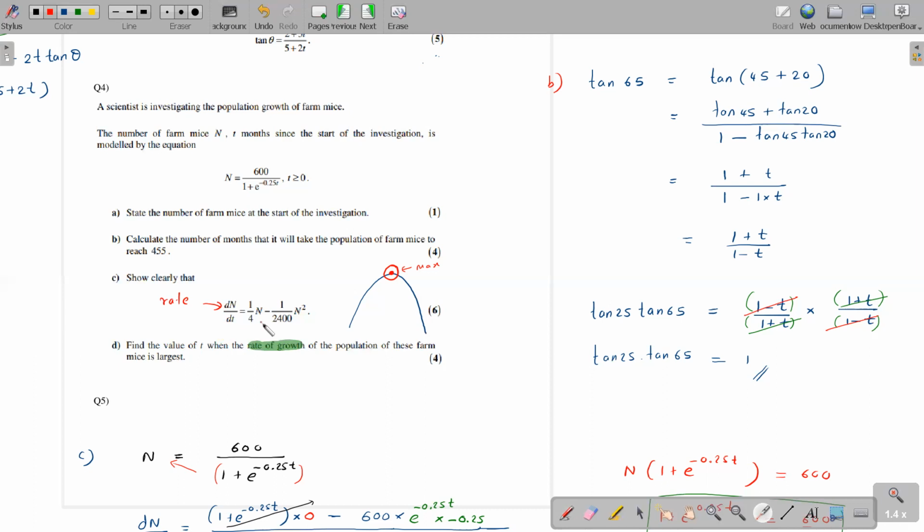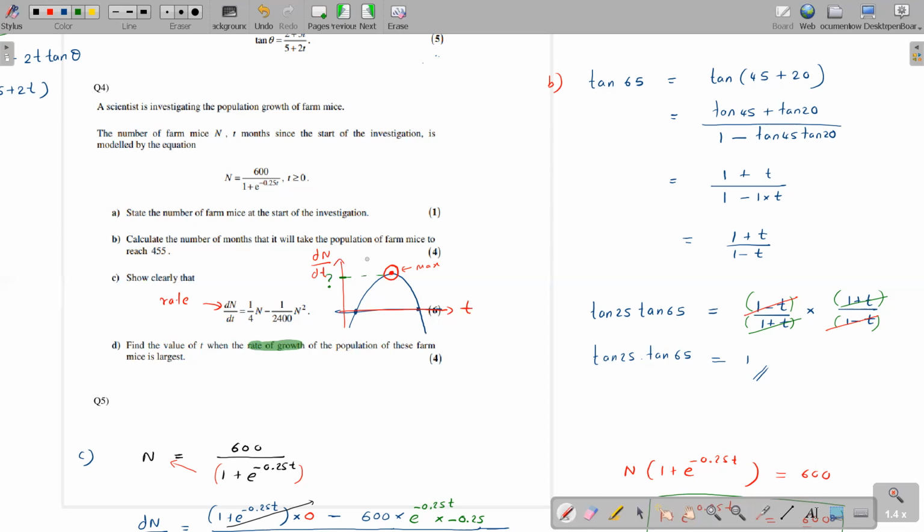No. See, if you make dn over dt 0, you just get the place where your quadratic graph cuts the x-axis. Now your dn by dt graph is a quadratic. Think of this as a quadratic graph. Gradient of the dn by dt. Now this is your dn by dt graph against the time. Your dn by dt graph is a quadratic maximum graph. 1 over 4n minus 1 over 2400 n square. You want the highest value of dn by dt. This highest value.